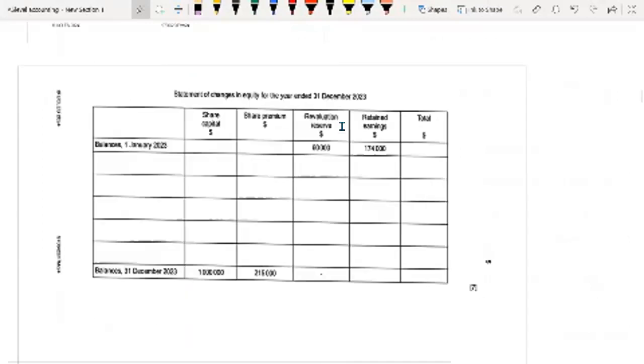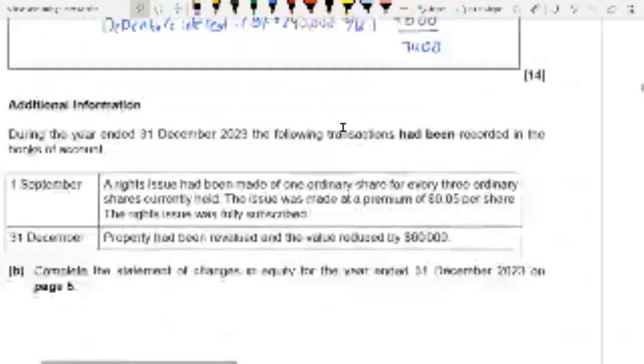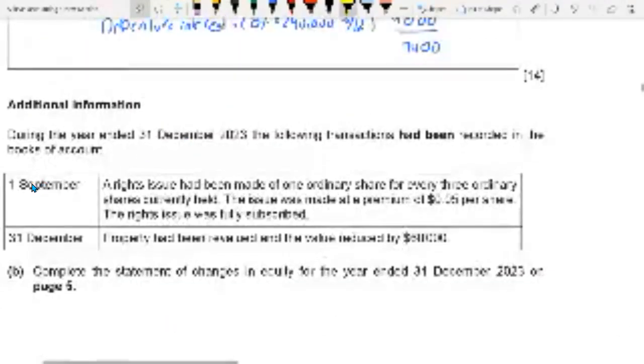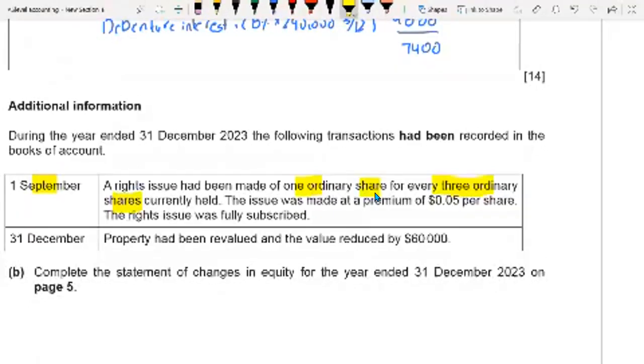If you see in the question that on 1st September 2023, a right issue had been made for one ordinary share for every three ordinary shares. It means that if you have three ordinary shares, you can have one ordinary share. So automatically, each shareholder would be having four shares after issuing this right share.